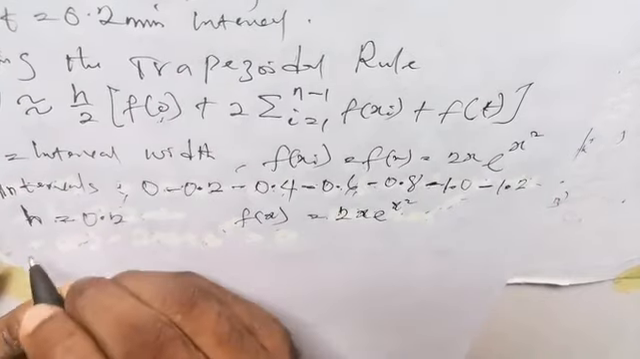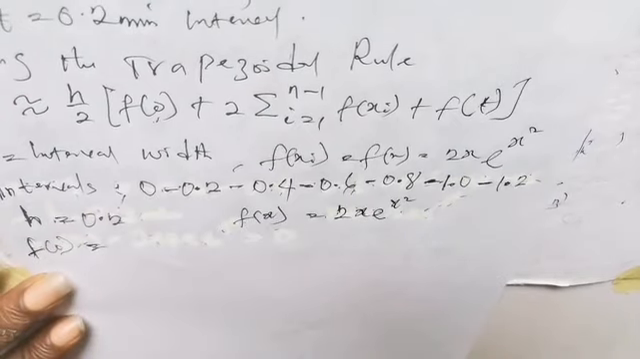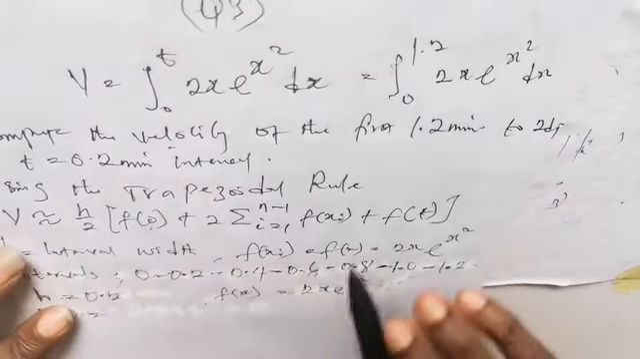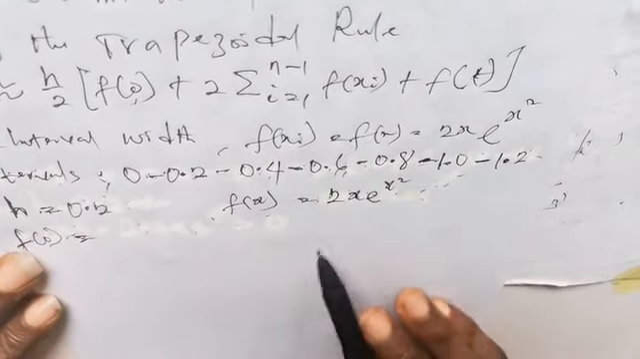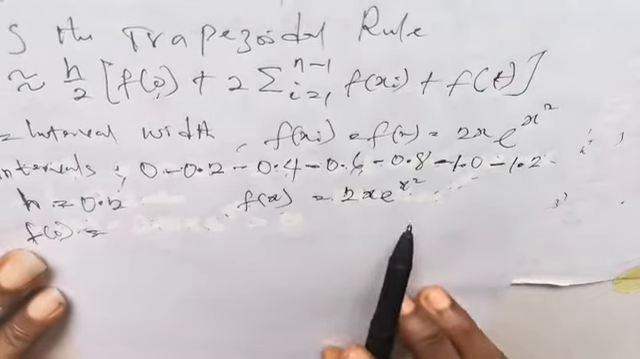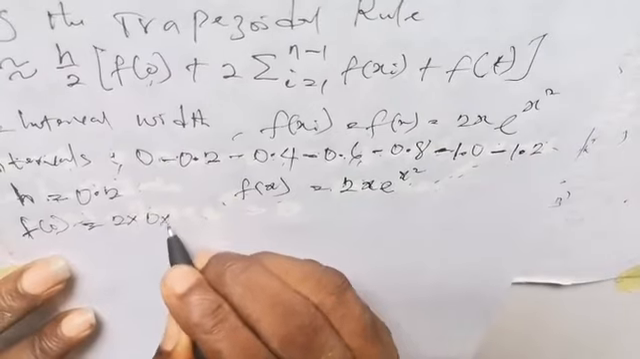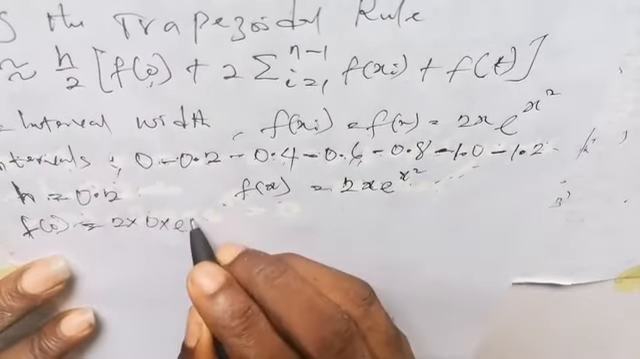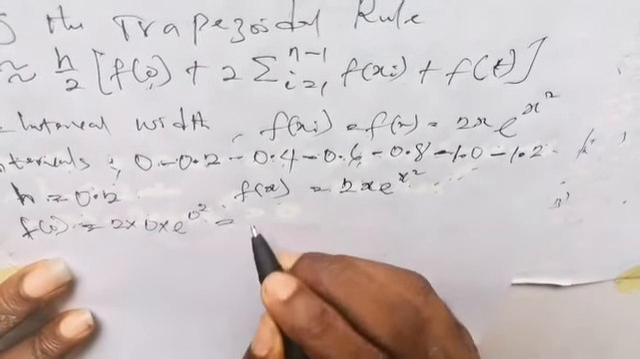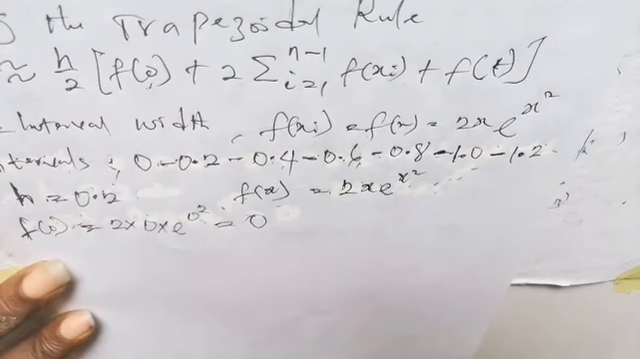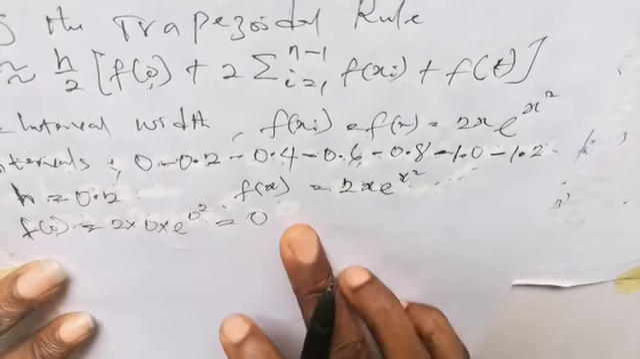Okay, so we now find f of 0. This simply means that when x is equal to 0, that is at the lower limit, what is the function? F of 0 becomes, wherever you see x in the function, put in the value as 0. So I have 2x here. It becomes 2 times 0 times exponential x squared, and x is 0, 0 squared. So this becomes automatically 0, since 0 times anything becomes 0. So f of 0 is 0. That's the function at the lower limit.